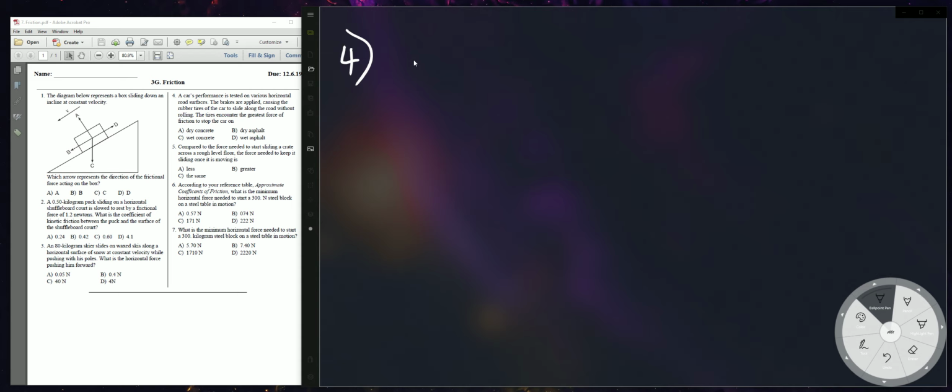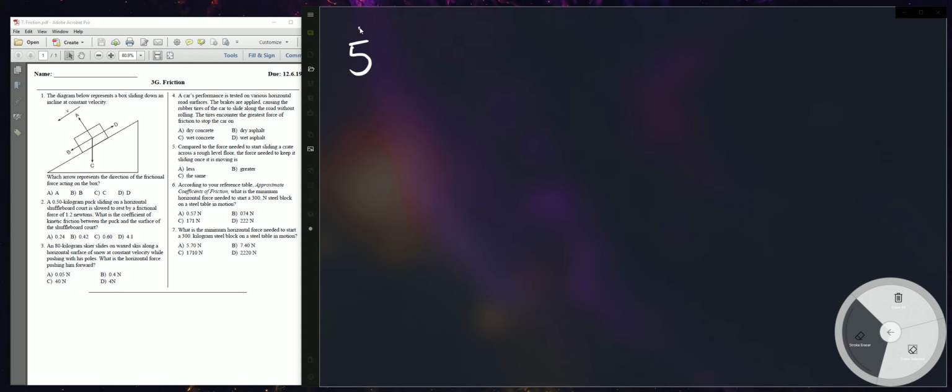And since the car is moving, you know it's kinetic friction. We should look at kinetic friction. So you go through every one of these, and you'll see that rubber on dry concrete gives you the highest friction. So it is A, dry concrete.